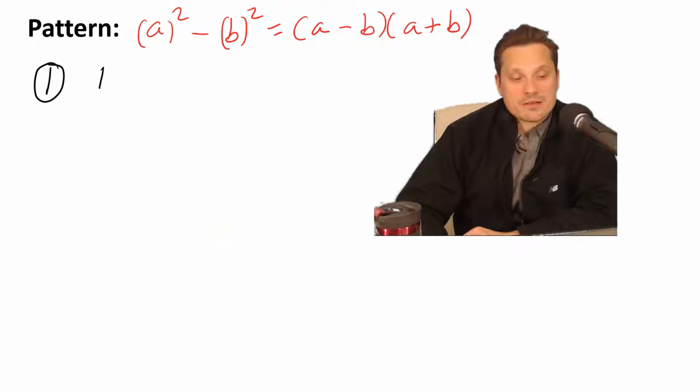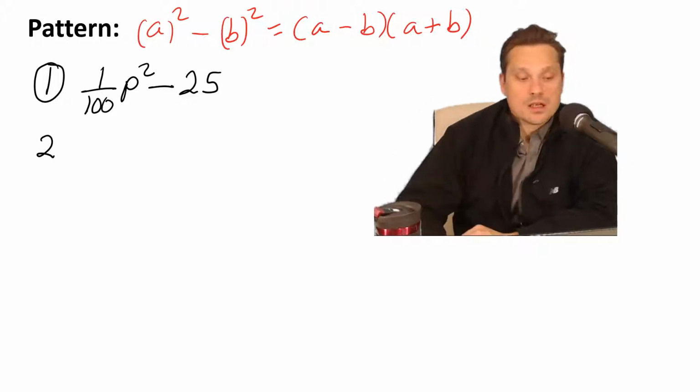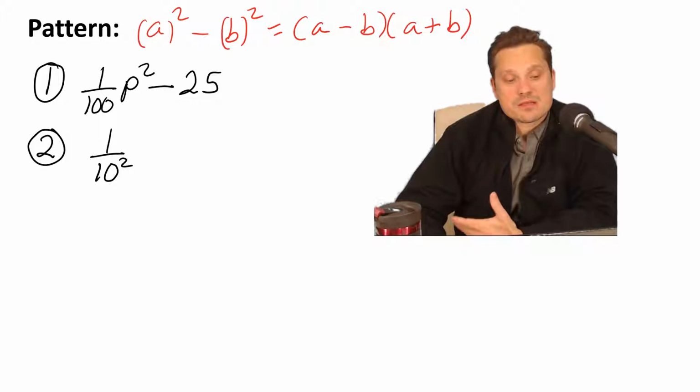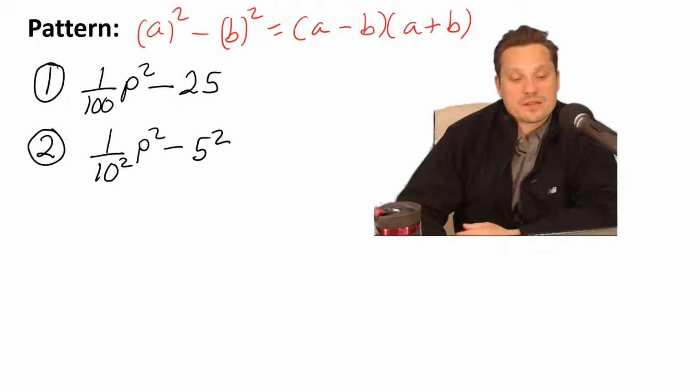So now I will have the following. 1/100th of p squared minus 25. Again, you want to factor this. So first is the following. We write the 100 as 10 squared because 10 squared is 100. Put the p squared down for now, and we write the 25 as 5 squared.